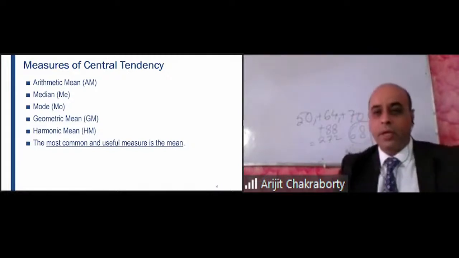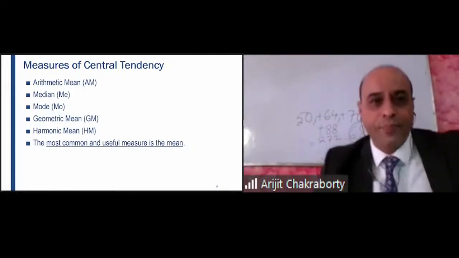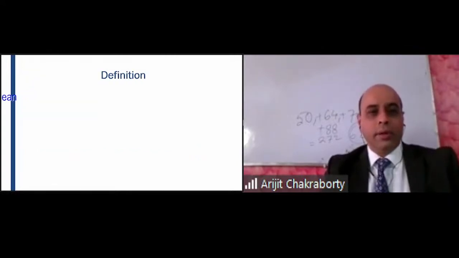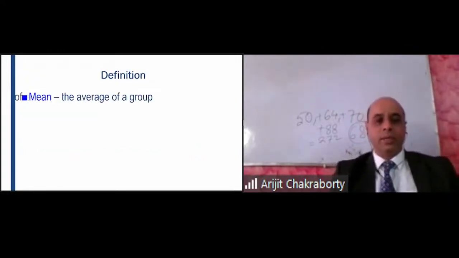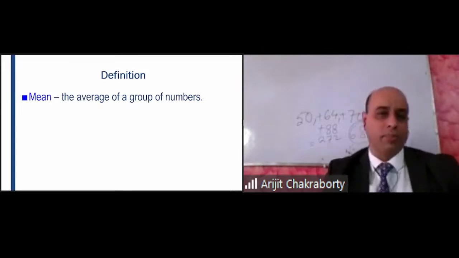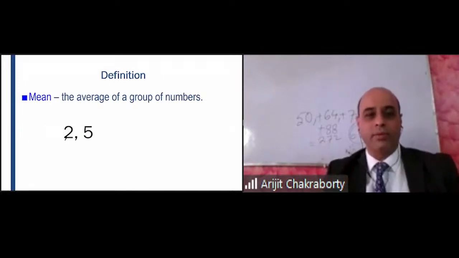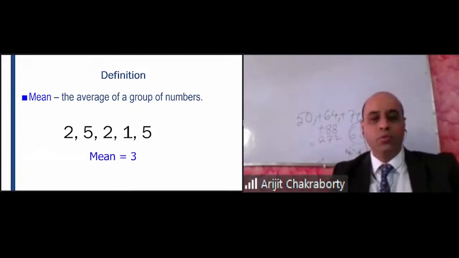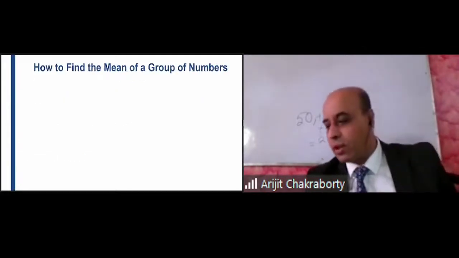Now, let us see the next part. The definition of mean: it is the average of a group of numbers. Please note, mean is the average of a group of numbers. So, let us see the example here, 25215.